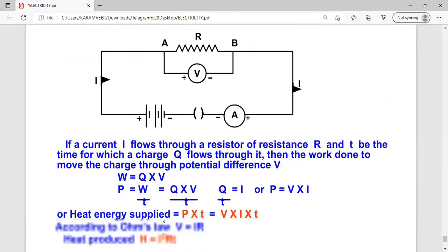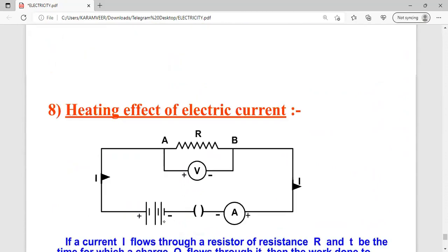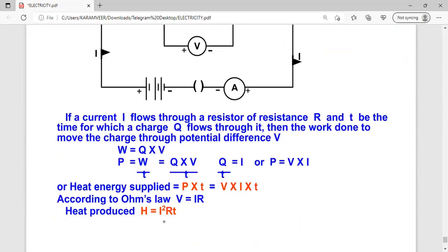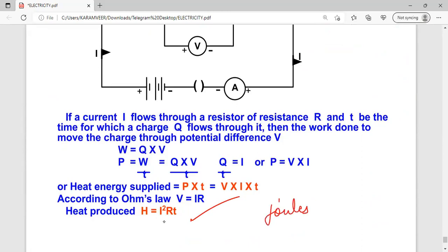Next is the heating effect of current, that is called Joule's law of heating. This is the last topic. If a current I flows through a resistance R for time T, then work has to be done. That work done is stored in the form of heat, H is equal to I square RT. Joule's law of heating states that heat is directly proportional to the square of current, keeping resistance and time constant. Similarly, heat is directly proportional to resistance, keeping current and time constant. Heat is directly proportional to time, keeping current and resistance constant.